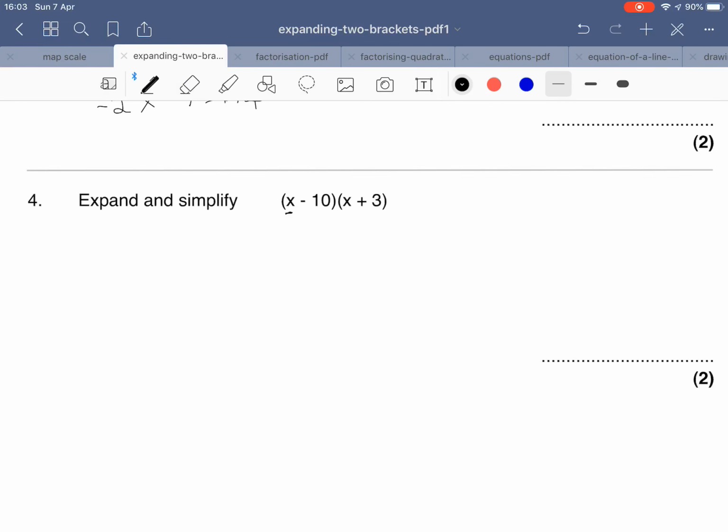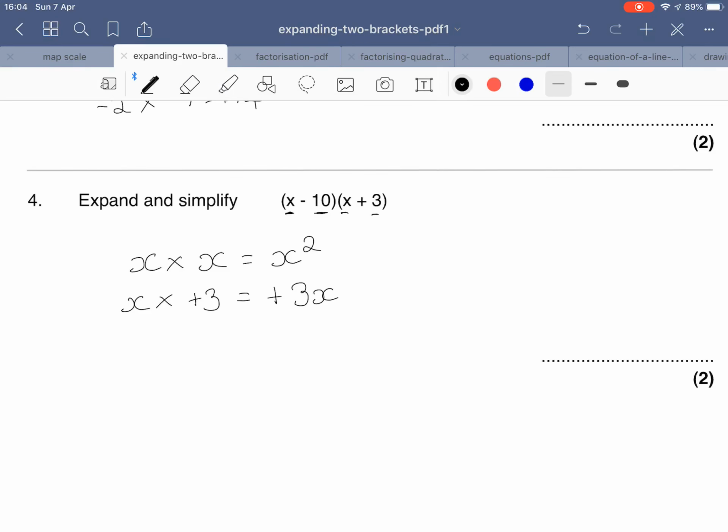So first one's x times x. So x times x is x squared. x times the 3, so x times positive 3. If you want to keep the plus with it all the time, carry on doing it. Saves you mucking up with your minuses and your positives.